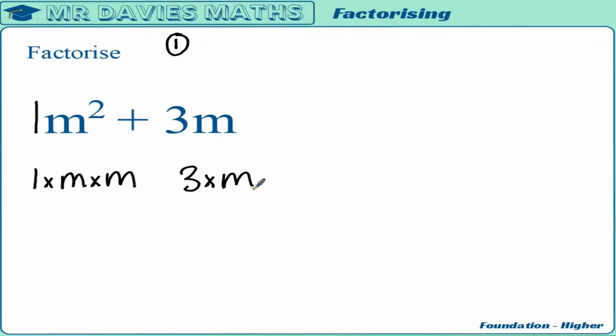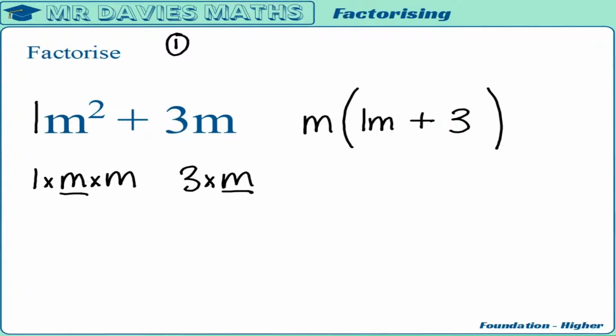Right, so I've now broken them down into little tiny pieces. Anything common can live on the outside. They've both got an m, so an m can live on the outside of the bracket this time. Do they have anything else? No, they don't. So what am I left with? I've got 1 and an m, and I've got a 3. So therefore I put a plus sign in here. I don't really need the 1 there, but I wouldn't be penalised for that. I would still get full marks if I did. I'll put a 1 there.